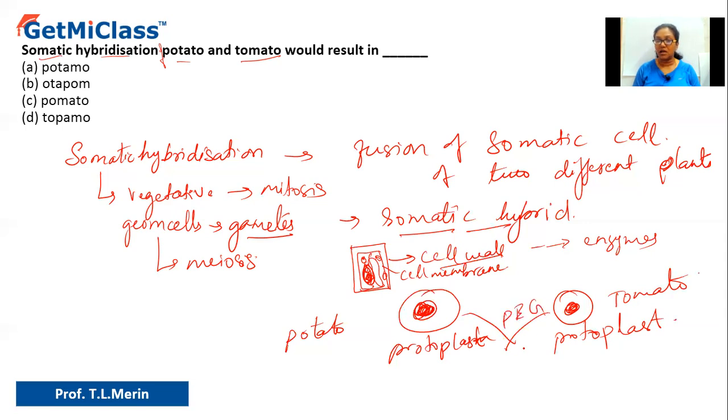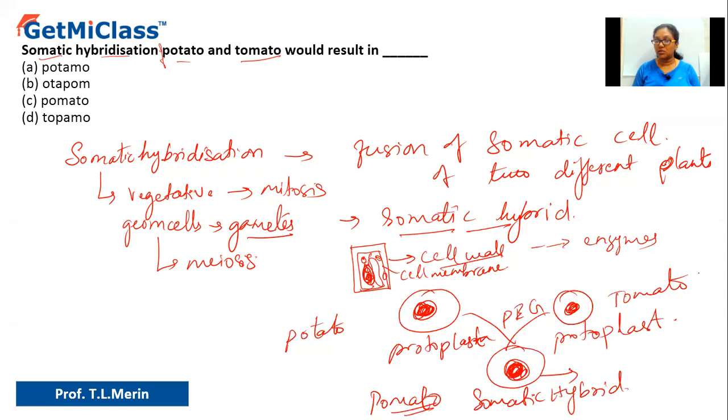They will first undergo cytofusion. That means first the fusion of the cell will occur, and then finally both the nuclei will fuse. Nucleus is singular, nuclei is plural. Now what you get is the hybrid, or somatic hybrid. So what is this called? Since it is formed by the fusion of potato and tomato, this somatic hybrid will be called pomato. That is the name given.